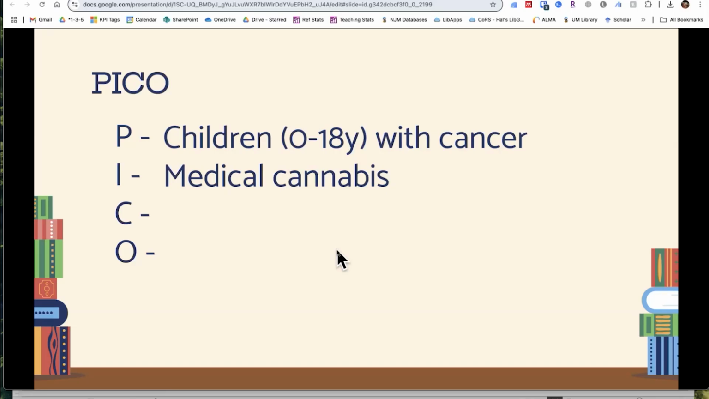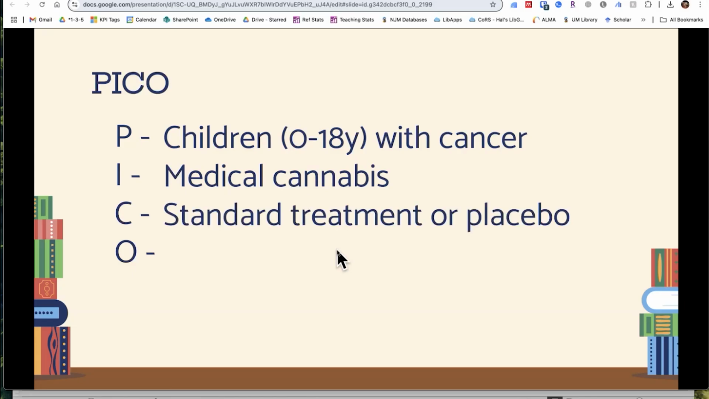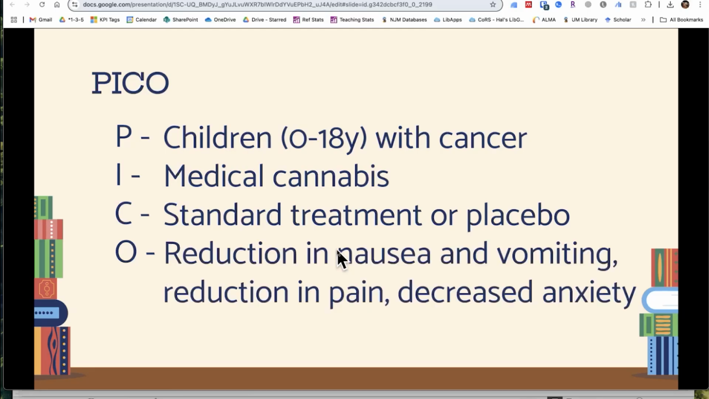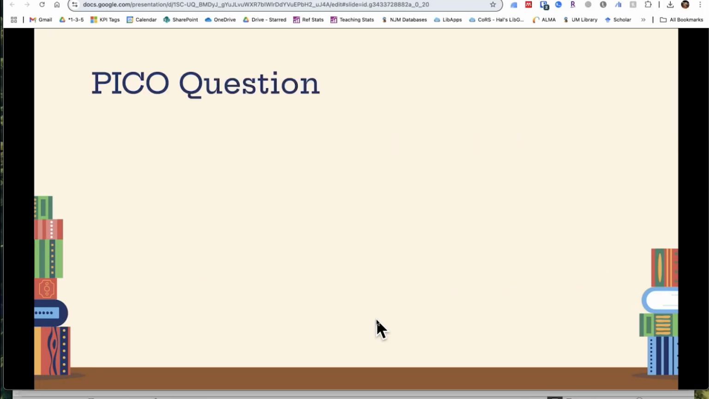Our intervention that we're interested in is medical cannabis, medical marijuana. We are comparing it to either standard treatment or placebo. And what we're looking for is a reduction in nausea and vomiting, reduction in pain, and decreased anxiety. So from that clinical scenario, we have drilled down to just these key concepts. And then from that, we can turn it into a PICO question.